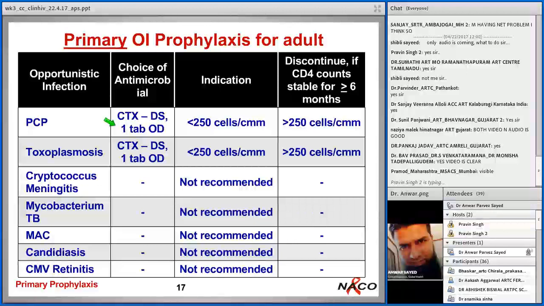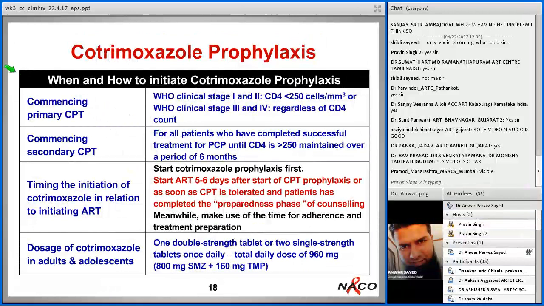Now this slide I have taken from some old presentation which is not there in the very recent presentation, and also I checked the recent presentations of NACO. It has been mentioned less than 250, but as I mentioned, very soon it will be 350 if you have not already received that communication from NACO. And it is to be discontinued when at least 2 subsequent CD4 counts are above 250 for 6 months, then you can stop that.